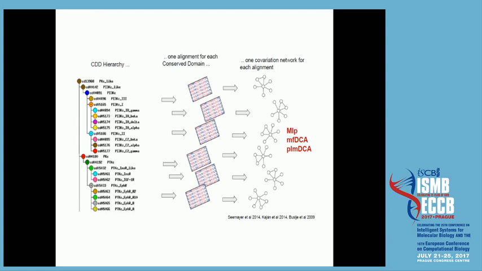So we have the hierarchy. For each of the conserved domains, we have a multiple sequence alignment, an MSA. From each multiple sequence alignment, we construct the coevolutionary network. And at that point, we made two flavors: one based on mutual information, using our own mutual information algorithm, which is a modification of the raw mutual information. And we also tried two methods which are based on direct coupling analysis and are called direct information methods.